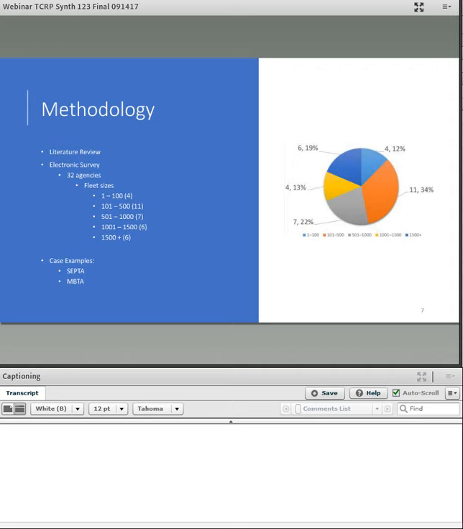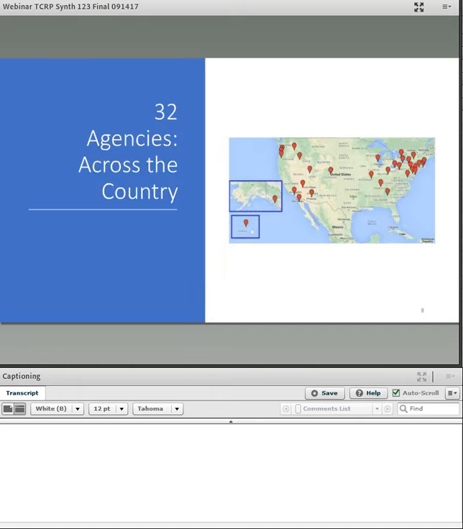Then SEPTA and MBTA were particularly helpful in their in-depth responses. There were other agencies who were very helpful too in the study. There were LA Metro, New York City Transit, and Valley Transit. So there were a lot of agencies that came through for us.